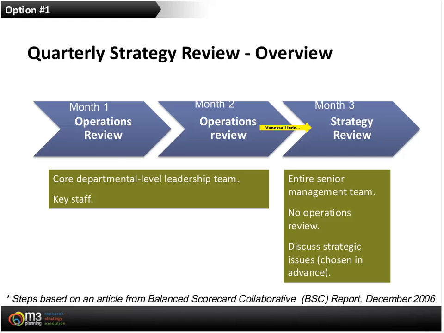What this means is when you do the operations review, it's just operations. You don't get into the strategy, you keep it just operations. So it's the key staff that you need there, your core leadership team, and you're looking at how the day-to-day operations are going. You are going to look at your strategic plan in terms of, are there things that are getting bogged down in the process, things like that. How are we doing overall? But you're not going to get into looking at what the strategic issues are. You're going to save those for month 3.